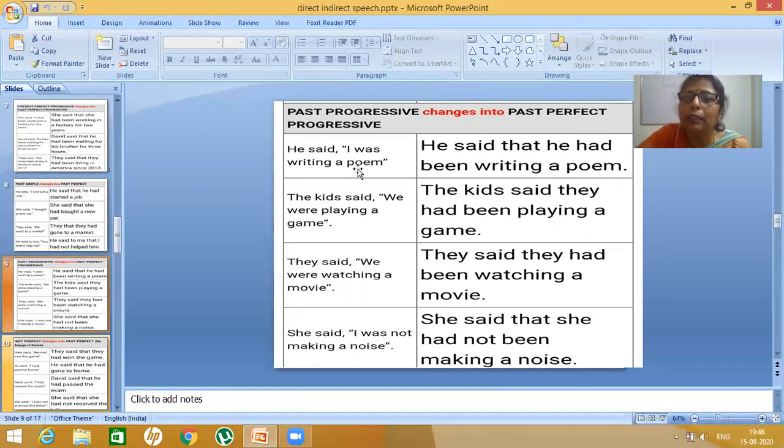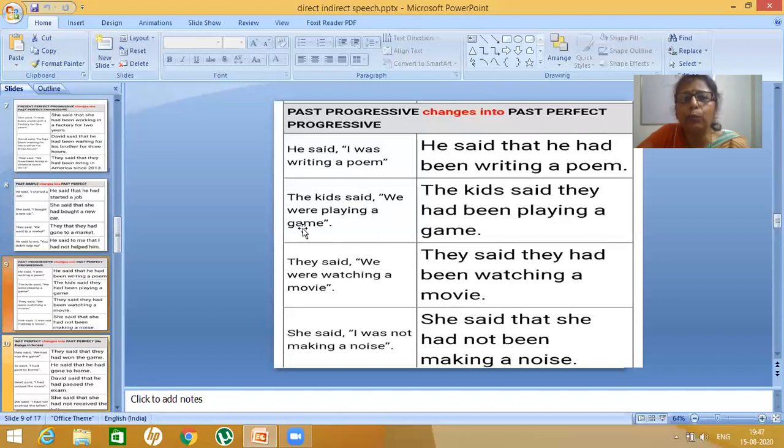See, when it is in the continuous form, you will always have "ing." So whether it is past continuous or past perfect continuous, this "ing" will be there in the continuous form. In "I was writing," the auxiliary "was" has been used with the continuous. So this is past continuous, "was writing." It has changed to past perfect continuous, "had been writing a poem."